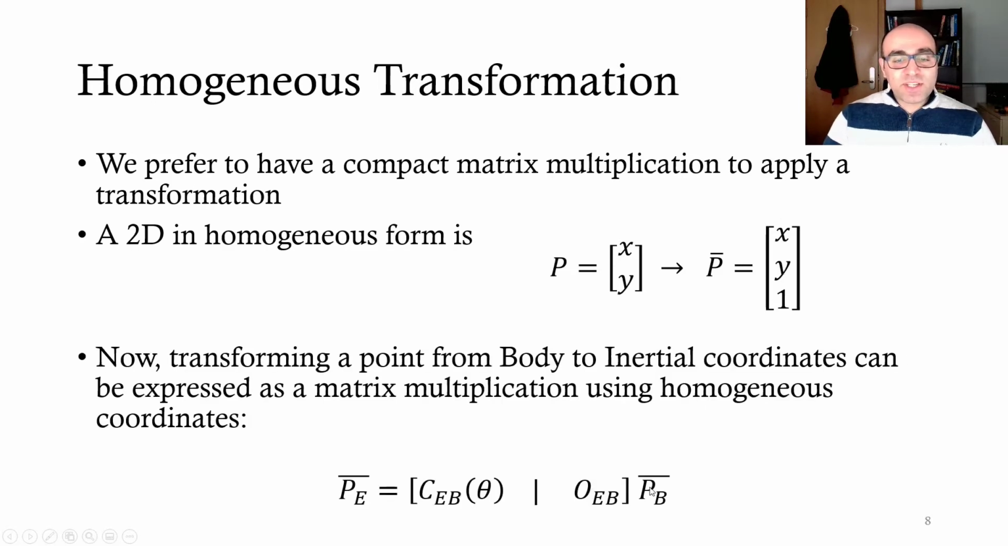Why? Because then you can do this matrix multiplication. This whole thing here is a matrix. We have the rotation matrix, we have the translation vector, and then the sizes now match, and you can multiply this matrix and this vector. Here it has a bar, so it's x of the point in frame B, y of that point in frame B, and then a 1 that we add. It gives us the position of that point in frame E.